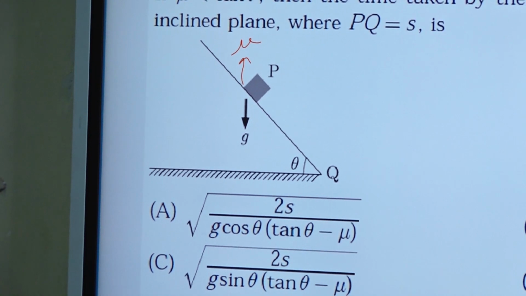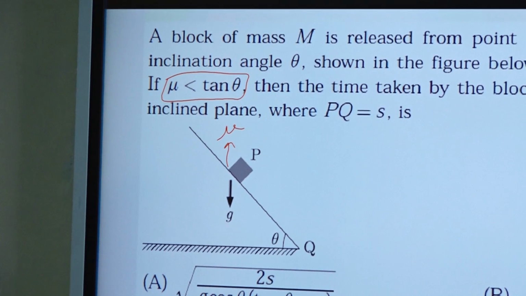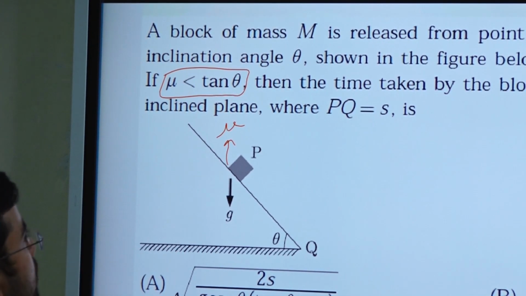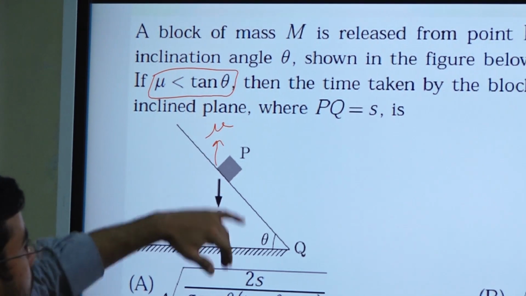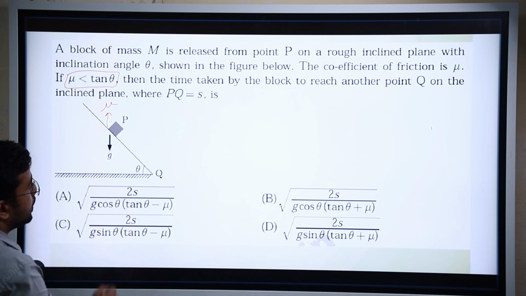If mu is less than tan theta, so what is the meaning of tan theta? Suppose mu is equal to tan theta, then this block will not fall down. If mu is less than tan theta, then only it falls down, because now friction is lesser. So we know this angle as the angle of repose, that we already studied in friction.